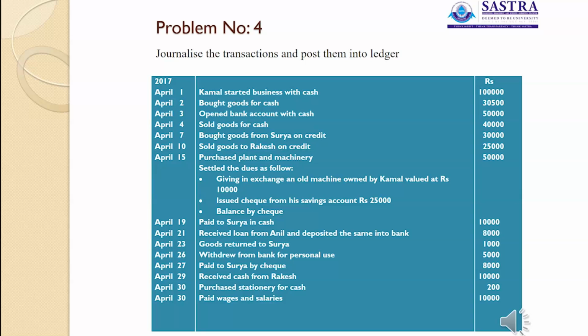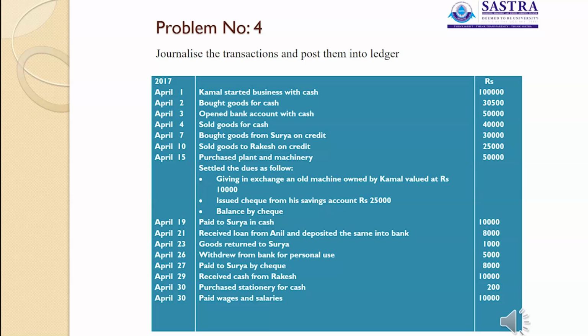April 15, purchased plant and machinery rupees 50,000. Settled the dues as follows. Giving in exchange an old machine owned by Kamal valued at rupees 10,000. Issued check from his savings account rupees 25,000. Balance paid by check. April 19, paid to Surya in cash. April 21, received loan from Anil and deposited the same into bank rupees 8,000.